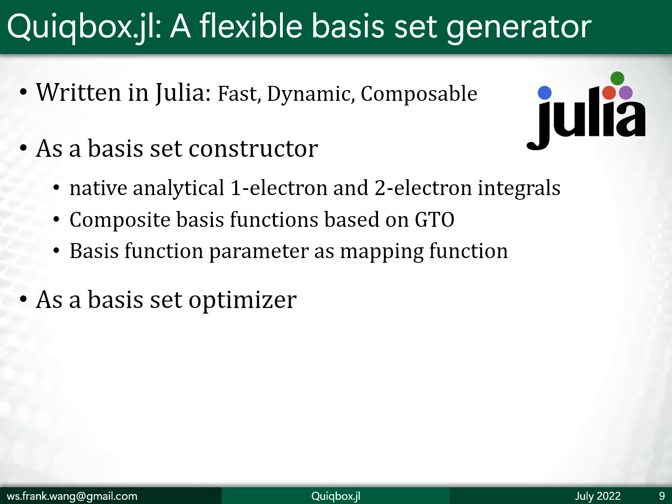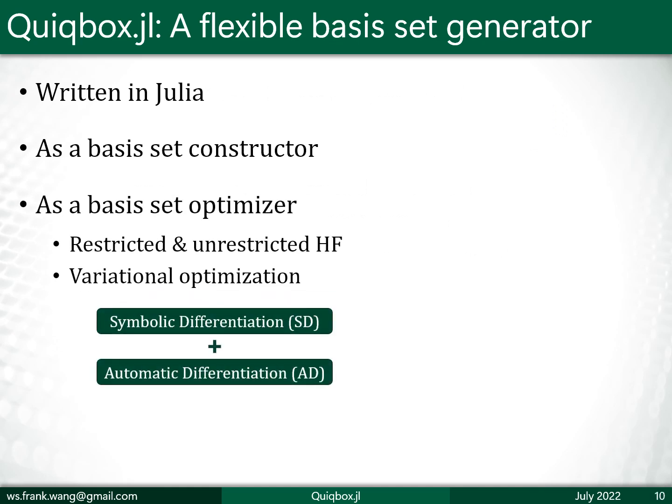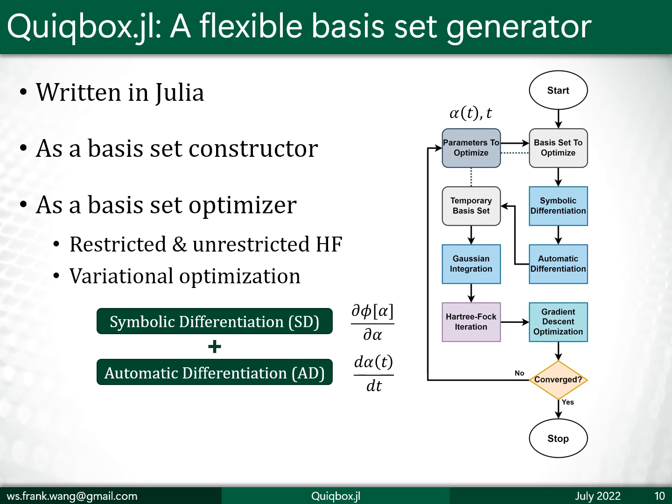Second, as a basis set optimizer, Quiqbox provides restricted and unrestricted Hartree-Fock methods to approximate the ground state energy of the electronic Hamiltonian. And based on the Hartree-Fock approximation, it can provide variational optimization of the basis set parameters. Specifically, both symbolic differentiation and automatic differentiation are utilized. Symbolic differentiation is used to calculate the partial derivatives with respect to typical parameters of contracted Gaussian-type orbitals. When these parameters are functions of primitive variables, automatic differentiation is applied. Thus, the optimization procedure of Quiqbox is both efficient and extensible.